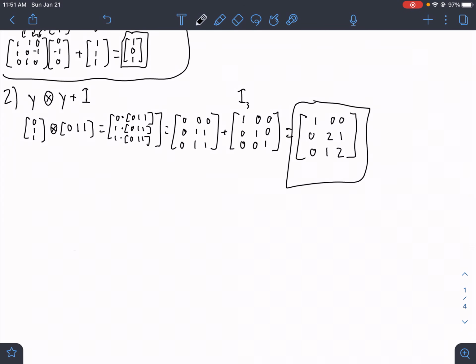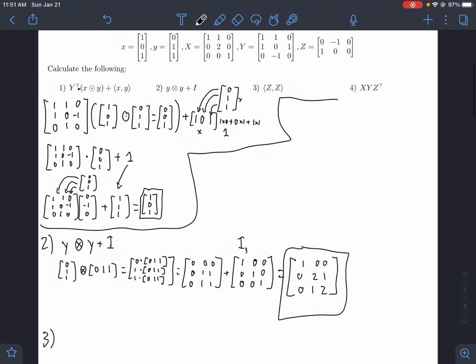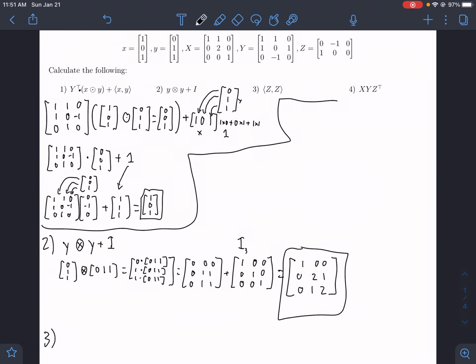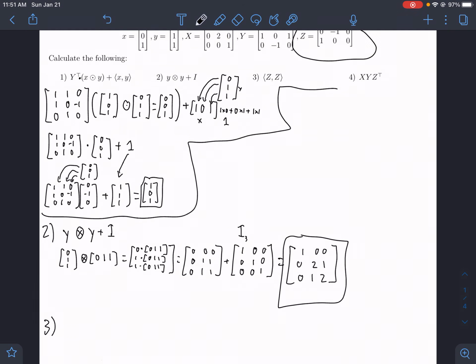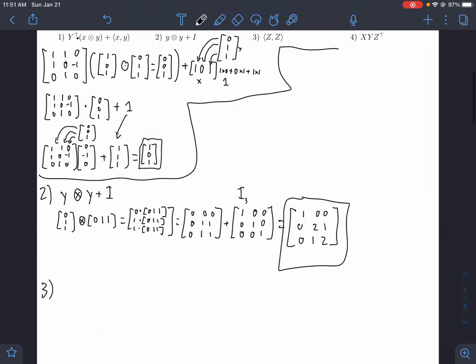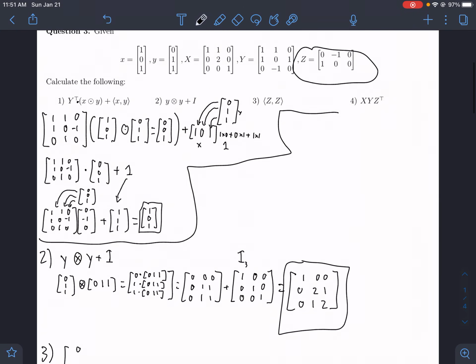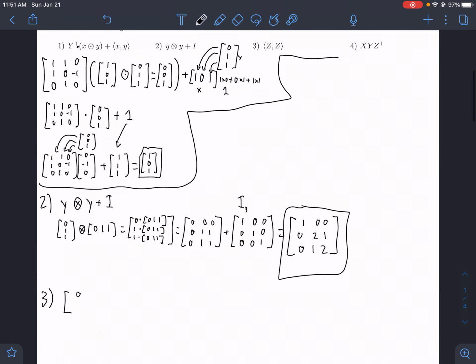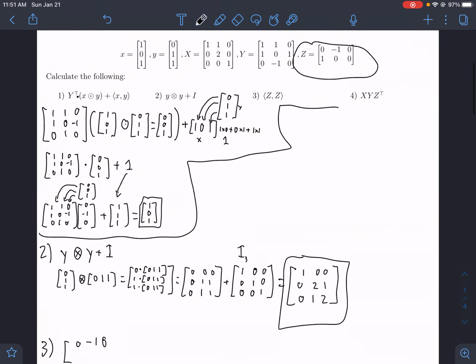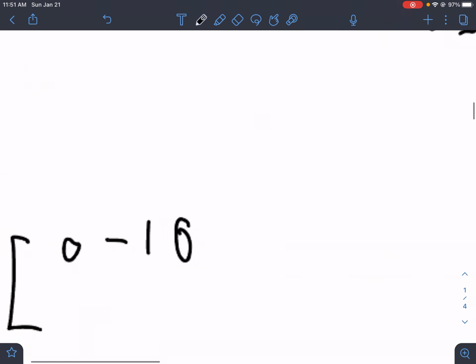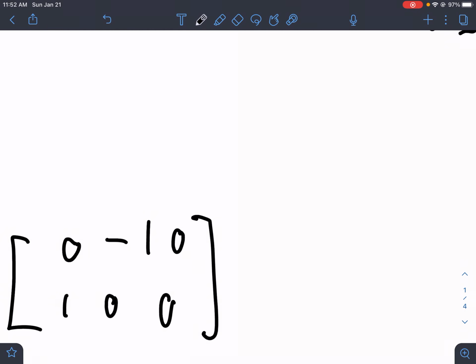For part 3, we have the inner product of z and z. Z is this, so I'm going to copy that down. 0, negative 1, 0, and 1, 0, 0. I'm going to make that a bit cleaner.